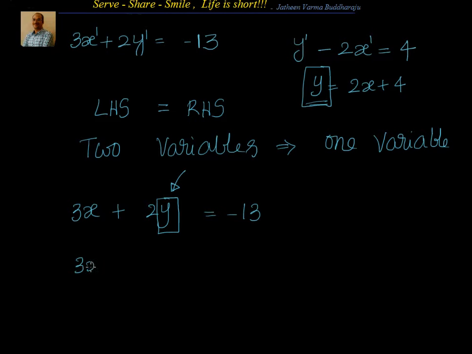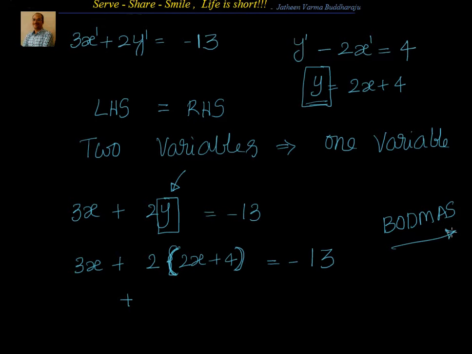Okay. Now the next step will be 3x plus 2 into, what's the value of y we have? 2x plus 4. We have 3x plus 2 into (2x plus 4) equal to minus 13. Now you know how to do this. The first thing you have to do is always to open the bracket, because the BODMAS rule says bracket, division, multiplication, addition, subtraction from left to right. This is the ground rule. We should not forget that.